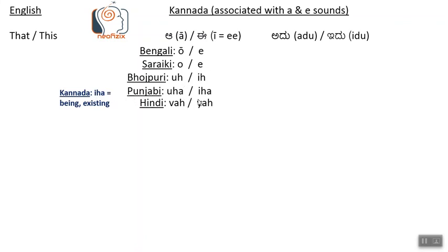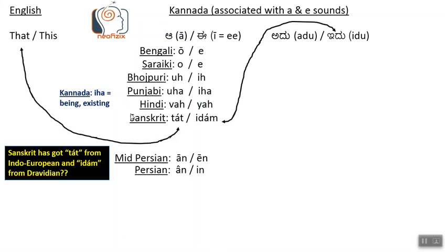Also in Kannada, iha means being or existing here in this world or something like that. So they may be related. But the Sanskrit has different words. In Sanskrit, there is this idam, which is related to the e sound.